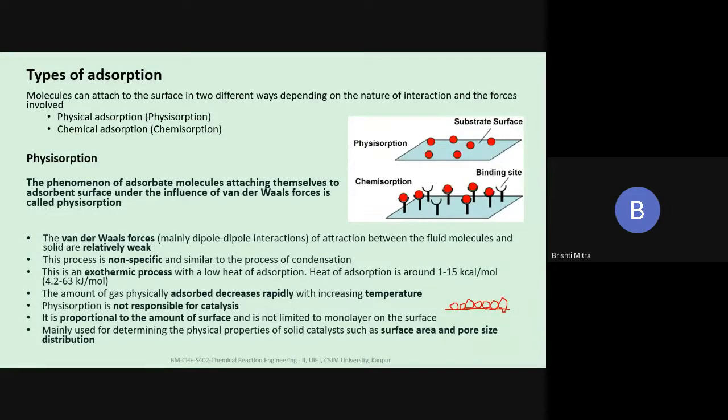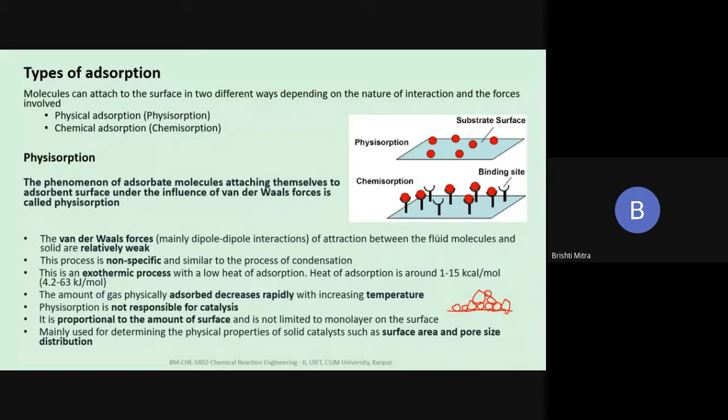But the process of physisorption need not be restricted to that. It can be multi-layer. Multi-layer means after one layer is formed, you can have a second layer of molecules on top of that, or maybe a third layer of molecules on top of that. So this is not limited to monolayer. You can have multi-layer adsorption on the surface if we are talking about the physisorption process. But then why is it important? When do we use physisorption? Physisorption is mainly used for determining physical properties of solid catalysts, such as surface area and pore size distribution. So the surface area and pore size distribution is determined by using the physisorption process.